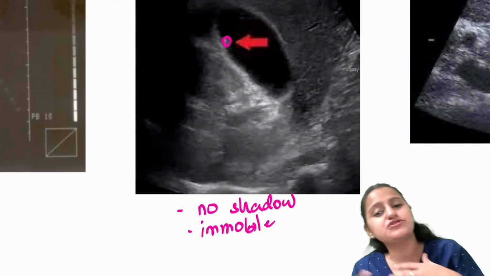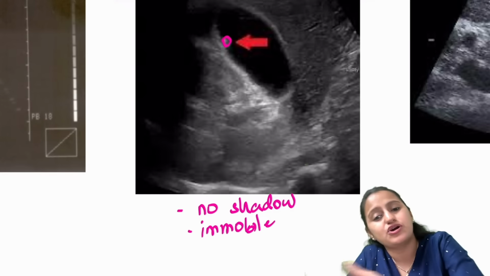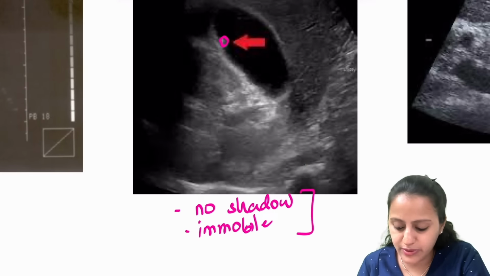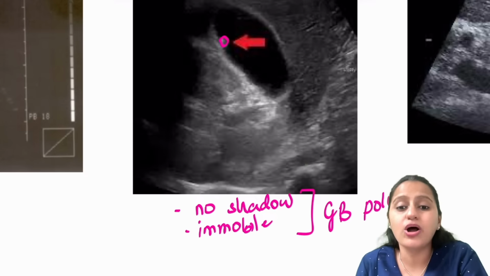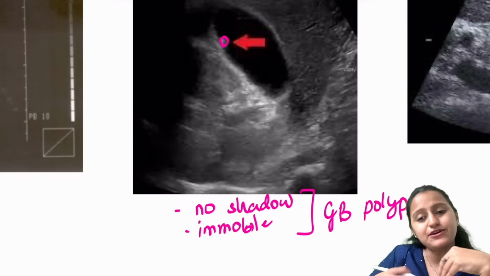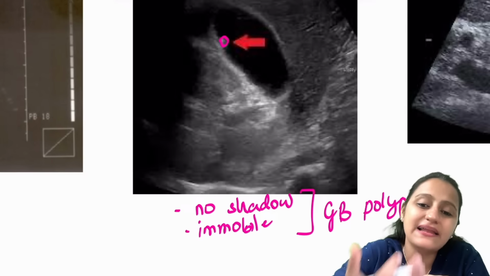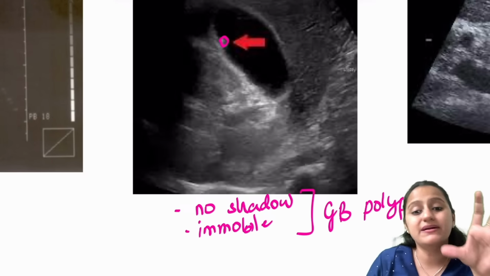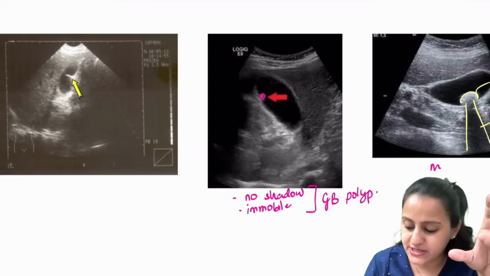You ask the patient to turn to the other side. This is not going to move. This is going to be a gallbladder polyp. Okay, this is a polyp. That's how you differentiate. If it is a calculus and you turn the patient, the position of the calculus will also change. But this is not mobile. Okay, a stone is going to be mobile.